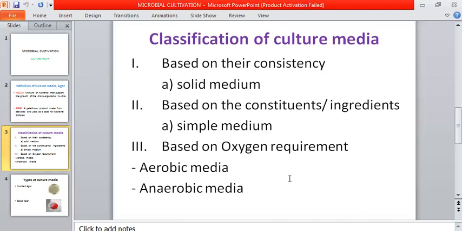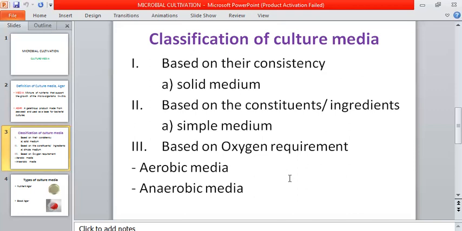you will be able to know where to base the particular media or classify it on your own. You can classify whether it is a solid media or a liquid or a simple media, or whether it's aerobic or anaerobic. So you can identify that particular media when you observe it, and understand it and know what kind of bacteria it helps in growing.